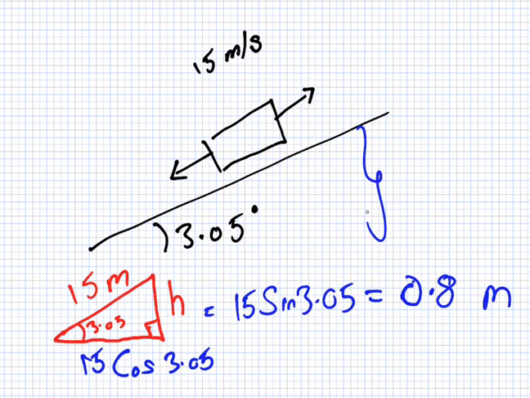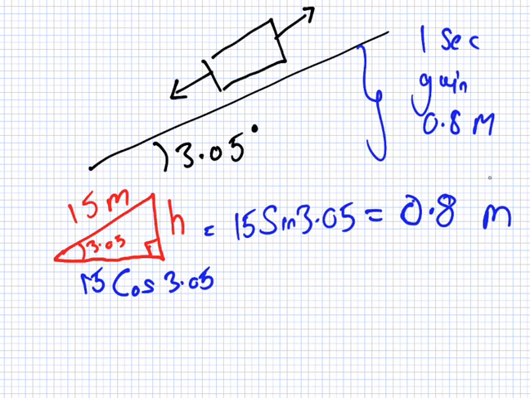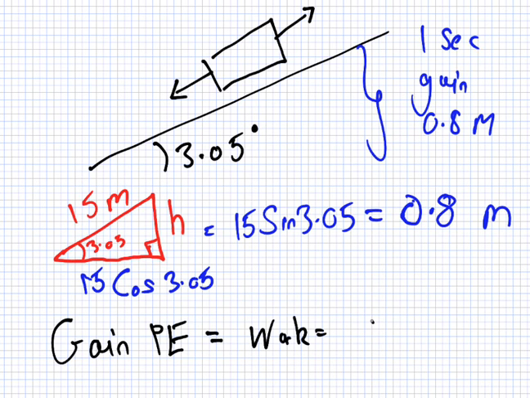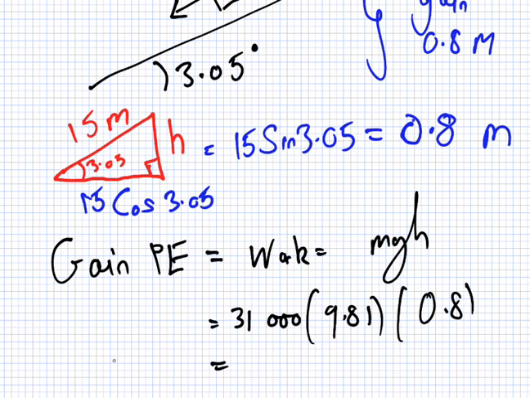So that means in 1 second it gains 0.8 meters. In 1 second. So that means it's gaining potential energy. This potential energy it gains from the engine. I mean, it's the engine that's doing the work. So the gain in potential energy is how much work is being done, which is, as we know, mgh. And we know the m, what was it, 31,000, wasn't it? g is 9.81, and h is 0.8. So what's the work done per second now?